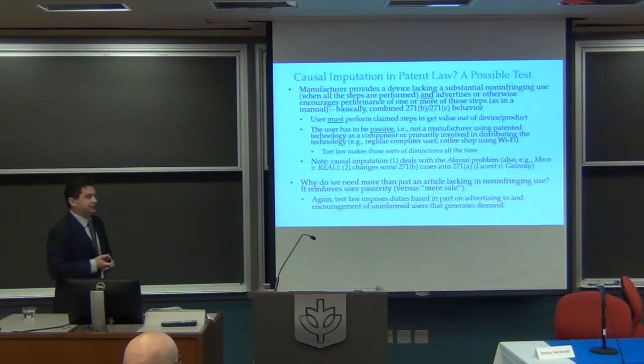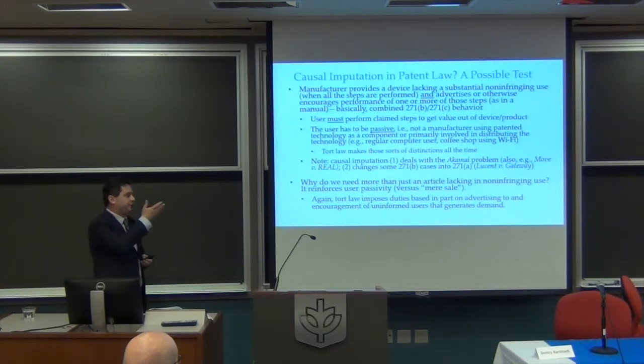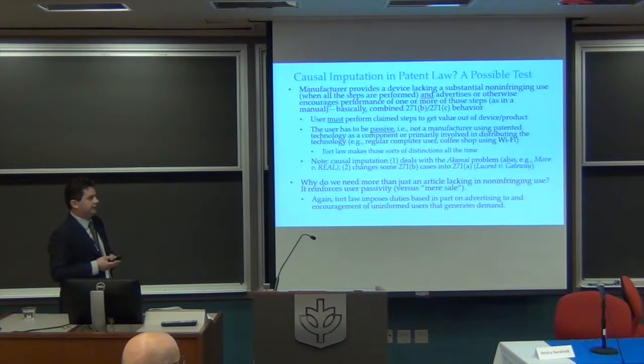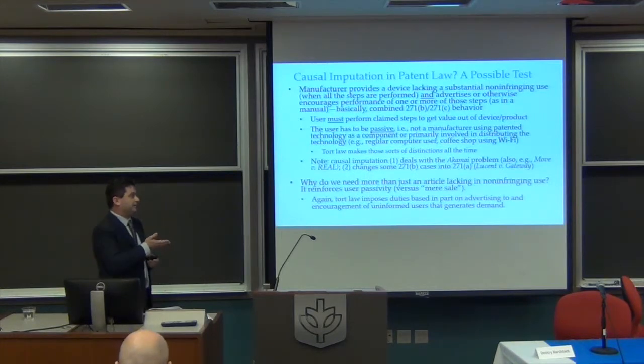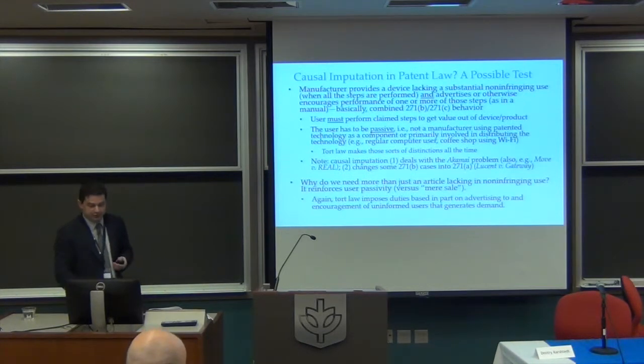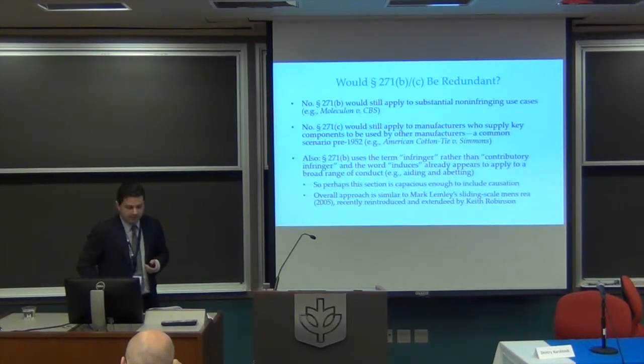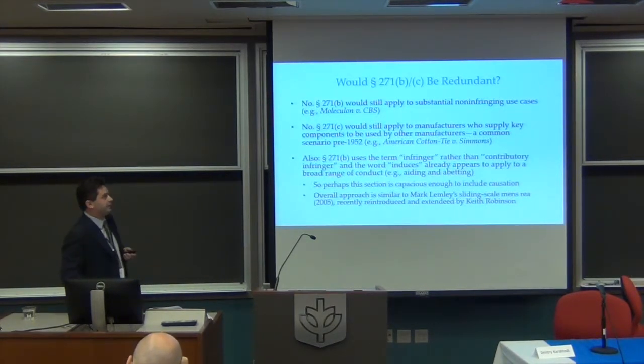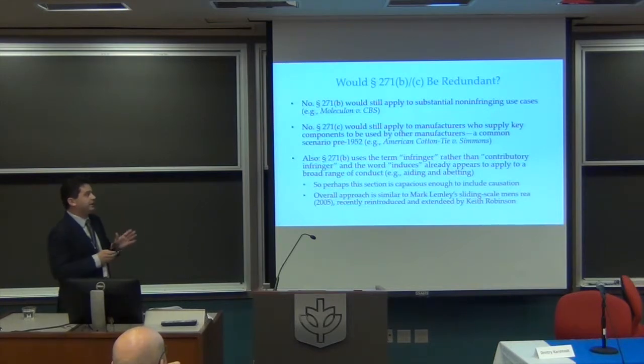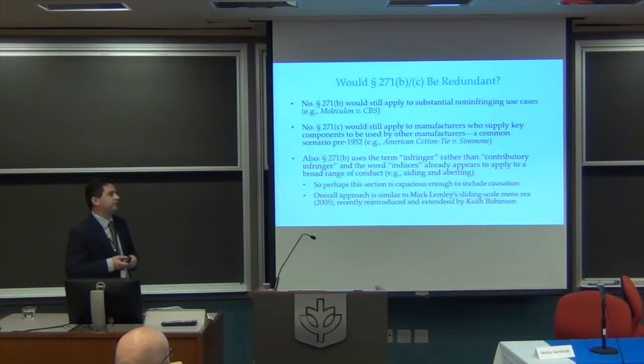And tort law makes these distinctions all the time, of course, so I don't know why patent law cannot. And so you'll see, if you think about the rest of the story, that the causal imputation deals with the outcome in cases like this, and also changes some B cases into A. And again, you have to have advertising and encouragement as part of proving intent. So would that make B and C redundant? Well, you still apply to non-infringing uses in B, and then C, a classic case like American Cotton Tie. It's really that section seems to have been intended to apply to manufacturers who supply components to be used by other manufacturers, not necessarily customers.